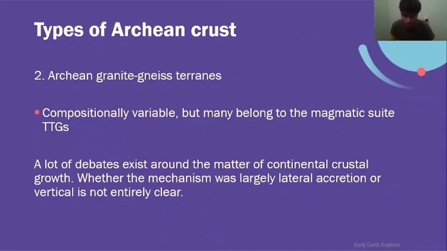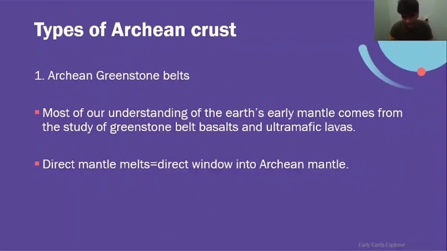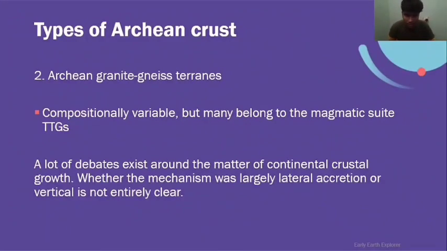Now, the second type of Archean crust is Archean granite gneiss terranes. In the previous case, it is mostly mafic and ultramafic. So we have these greenstone belt basalts and ultramafic lavas that are preserved in the greenstone belts. But when it comes to these granite gneiss terranes, we're dealing with a more felsic character. They are largely compositionally variable, but these terranes generally contain the tonalite, trondhjemite, granodiorite suite, that is known as the TTGs. So these are windows into our understanding of what the early continental crust was like.